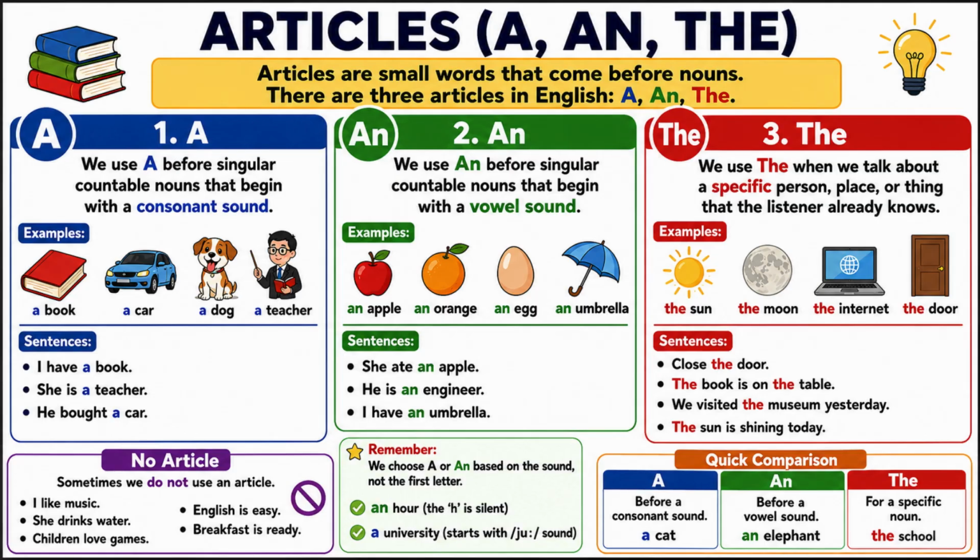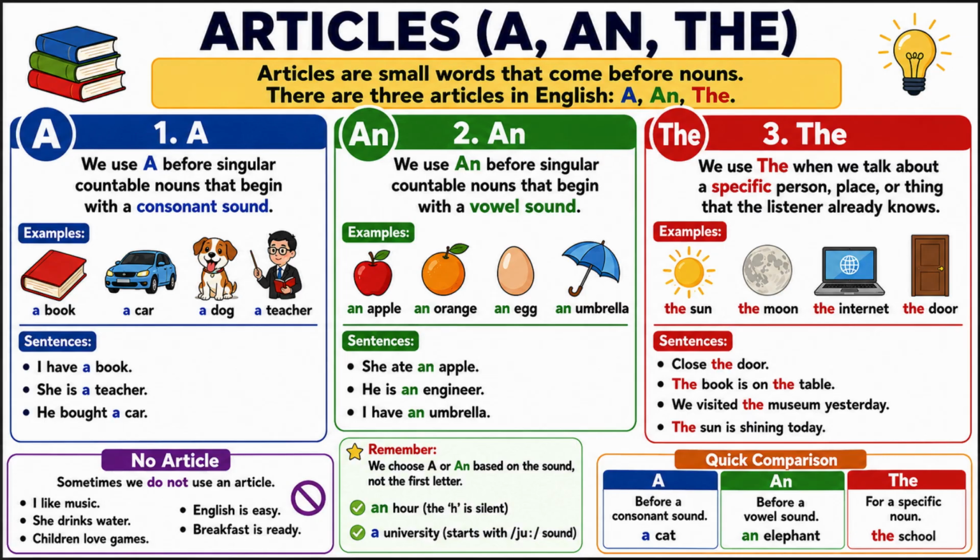3. The. We use the when we talk about a specific person, place, or thing that both the speaker and the listener know. Examples: the sun, the moon, the internet, the door. Sentences: Close the door. The book is on the table. We visited the museum yesterday. The sun is shining today.